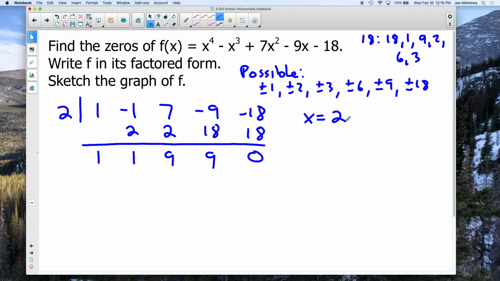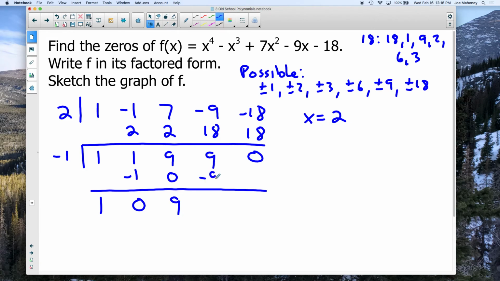What else should I guess? Why don't I guess -1? Let's see what -1 does. Bring down my 1. -1 times 1 is -1. There's a 0. Okay, I got a 0, but I didn't finish my synthetic division, so don't stop there. -1 times 0 is 0. That gives me a 9. -9, that gives me a 0. Okay, so I got my 0 there for my remainder. So that means another solution, another 0, is x equals -1.